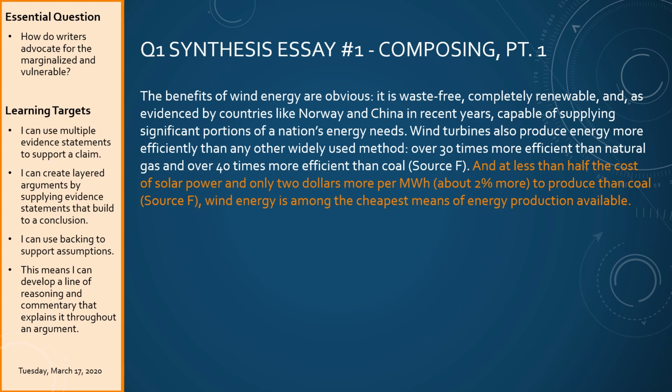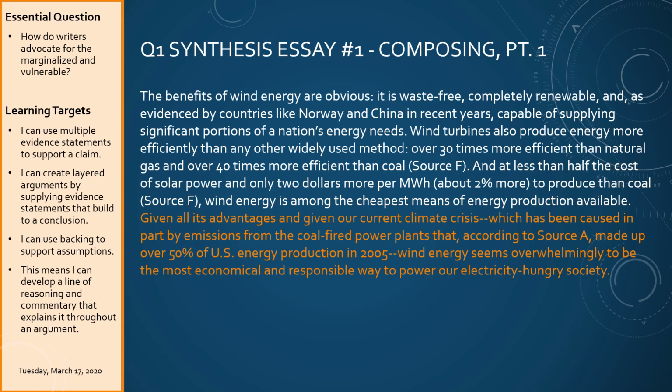The source F is just a graph. It's not actually saying that, it's just giving me the raw data. So I want to make sure that I attribute the right idea to the right thing, because if I'd put source F at the end of the sentence, it would have implied that source F told me that wind energy is among the cheapest means of energy production, and that's just something I'm inferring.